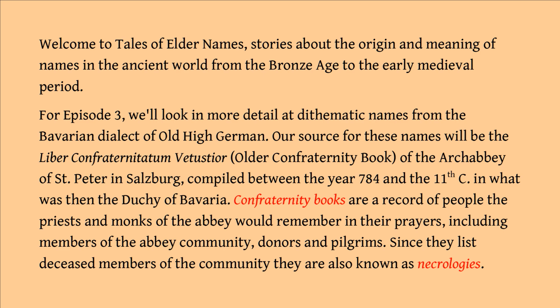Our source for these names will be the Liber Confraternitatum Vetustior, Older Confraternity Book, of the Archabbey of St Peter in Salzburg, compiled between the year 784 and the 11th century, in what was then the Duchy of Bavaria. Confraternity books are a record of people the priests and monks of the abbey would remember in their prayers, including members of the abbey community, donors, and pilgrims. Since they list deceased members of the community, they are also known as necrologies.